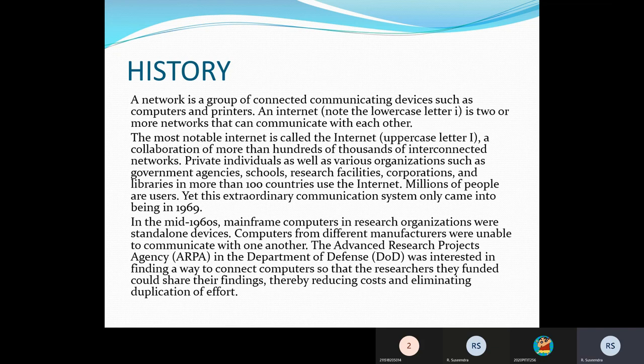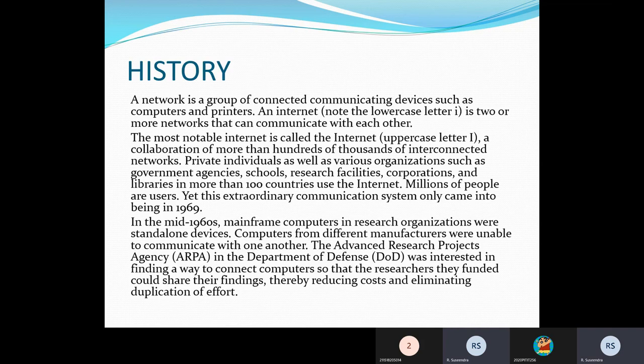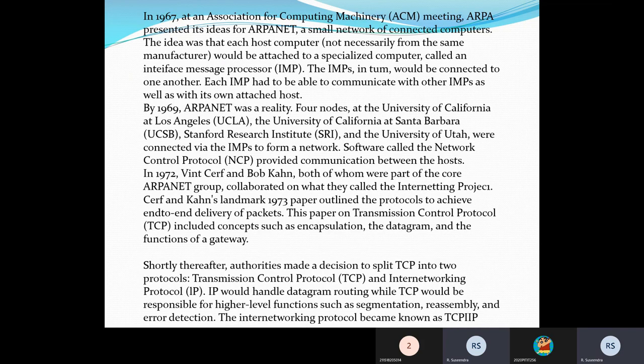It was difficult to know how to connect, how to divide, how to function in a proper way, how to make it successful. The Advanced Research Projects Agency initiated the network system to connect two or more devices. Then in 1967, the Association for Computing Machinery conducted a meeting and presented some ideas for ARPANET, which means the Advanced Research Projects Agency Network. In that meeting, they gave some ideas for ARPANET.